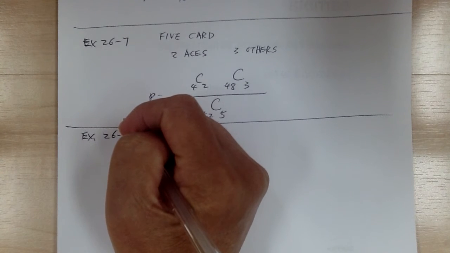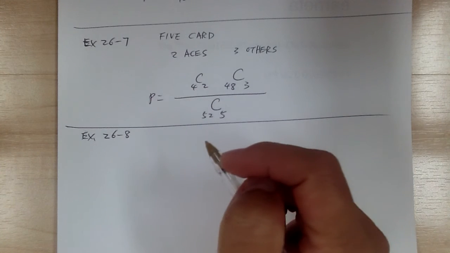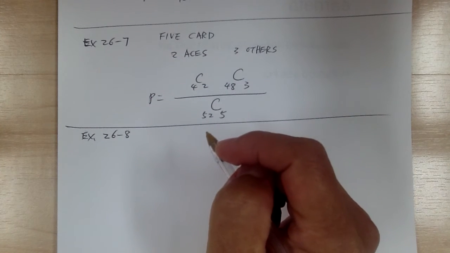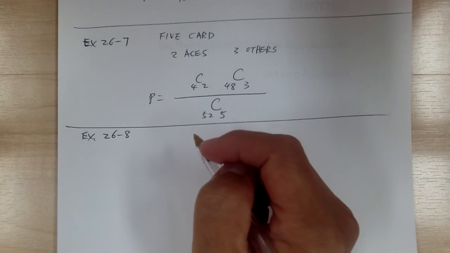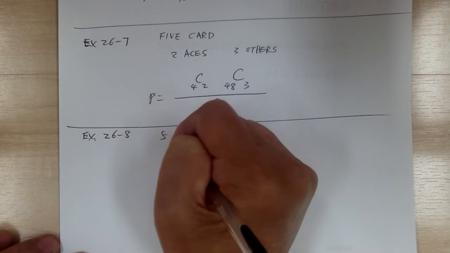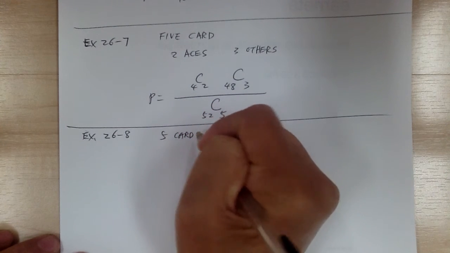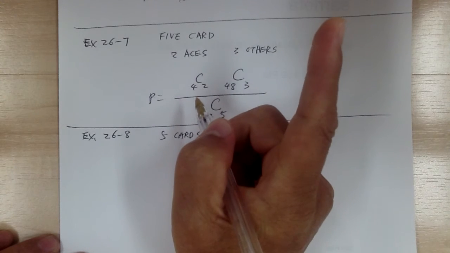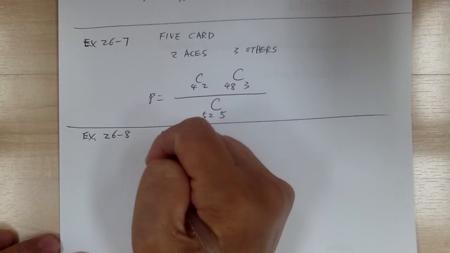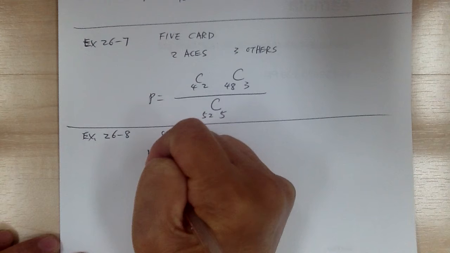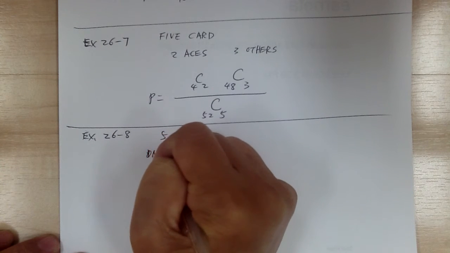Okay, so it says, let's examine a more complicated probability problem. What is the probability that a 5-card poker hand, so you're going to get 5 cards, has exactly 2 cards of the same value? So it means you're going to get a pair. So you're going to get 1 pair.